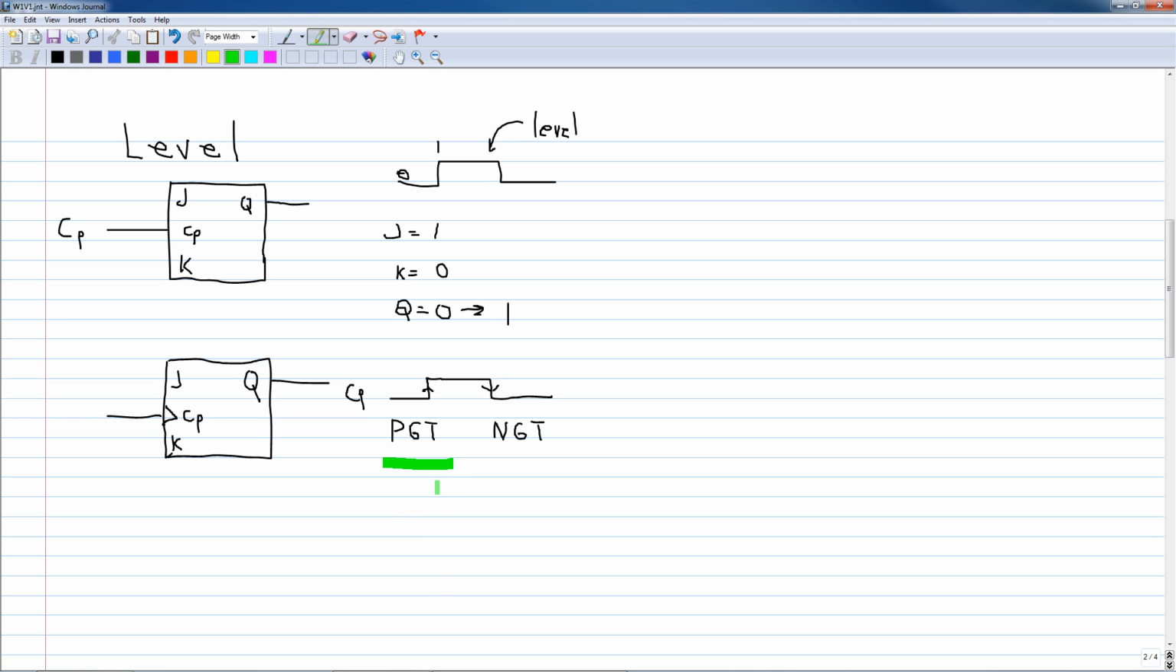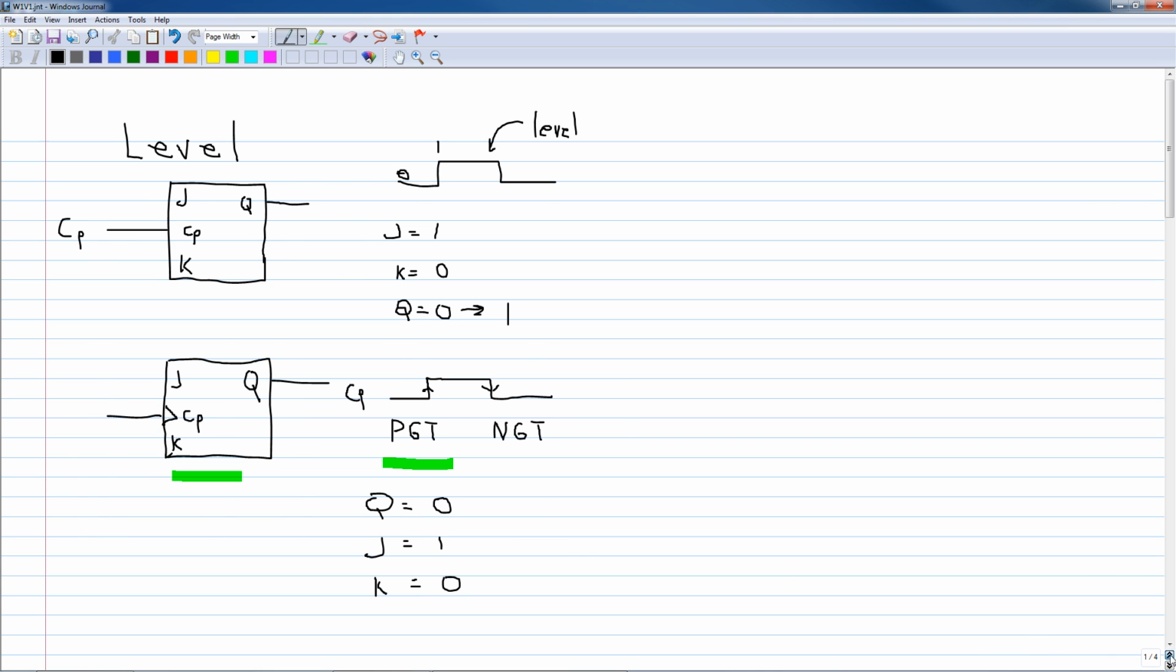All right, so that means that this flip-flop will respond based on J and K. The output will change based on the inputs when the positive going transition occurs. For example, let's say that Q starts off equal to 0. Let's say that J is equal to 1, and K is equal to 0. Very similar to what we did before.